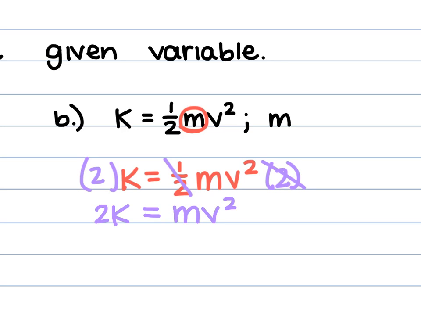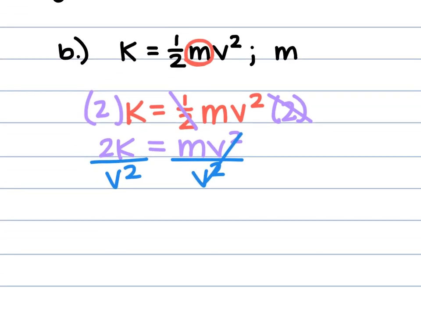Again, I want to get that m by itself, so it's being multiplied by that v squared right now, so I'm going to divide each side by v squared. Those cancel out on the right side, and I'm going to be left with m is equal to 2k over v squared.